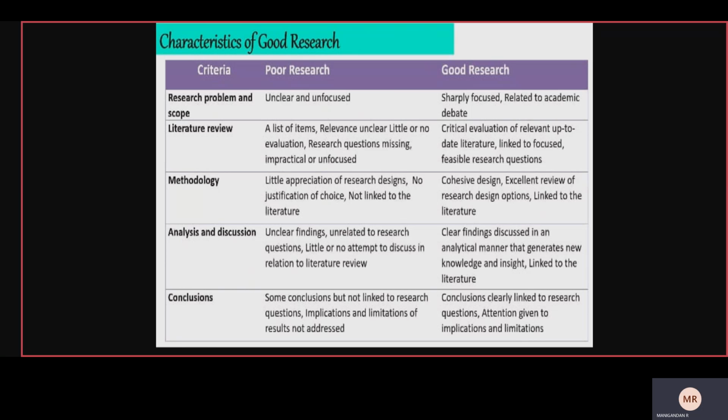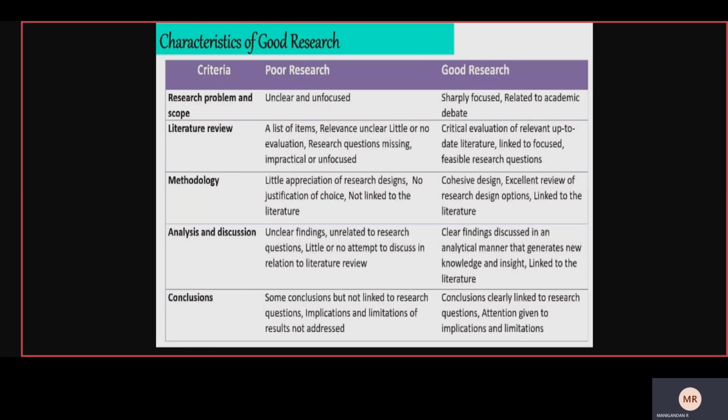Then analysis and discussions. In poor research: unclear findings, unrelated research questions, little or unattempted discussion related to the review. Unclear findings means you need to focus on one area and then find out the research problem and research question, and you need to give a clear solution to that problem. So then only the analysis will be clear.